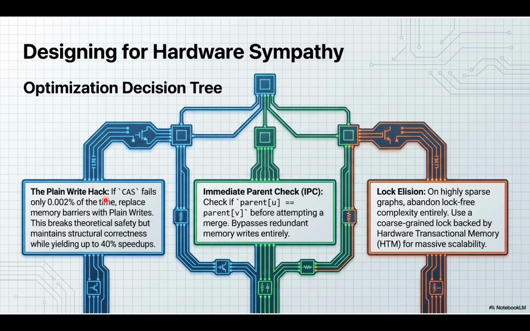But wait, what happens when that 0.002% collision actually occurs? Doesn't the whole system just crash, like we said? It breaks the theoretical safety of the algorithm, certainly. But because of the redundant, self-healing nature of these tree structures, a collision doesn't actually cause a crash. Really? Yeah, it just results in a temporarily suboptimal tree path that gets flattened out during the next operation anyway. Oh, that's brilliant. By intentionally breaking the math and bypassing the lock, they yield up to a 40% physical speedup. That is wild. They actively sacrifice mathematical certainty to make the physical electricity move faster.